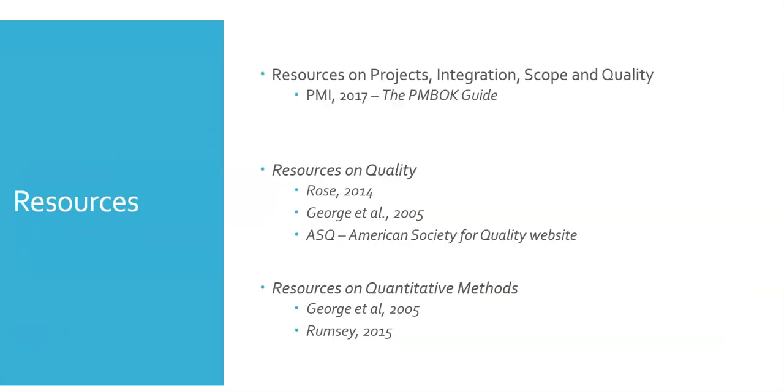The resources that you'll need for this course, the primary resource that gives us information on project integration, on project scope where requirements are defined, and on project quality is the PMBOK guide. We're using the 6th edition from 2017. There are several great resources on quality. One is a book by Rose. Another is a toolkit by George et al. And finally, we also use the American Society for Quality website, asq.org.